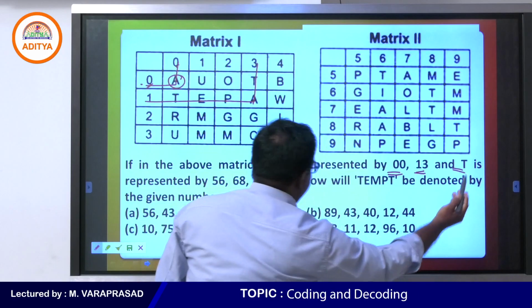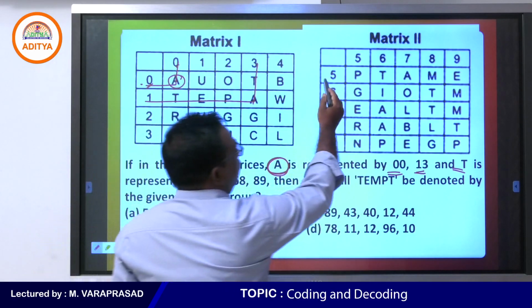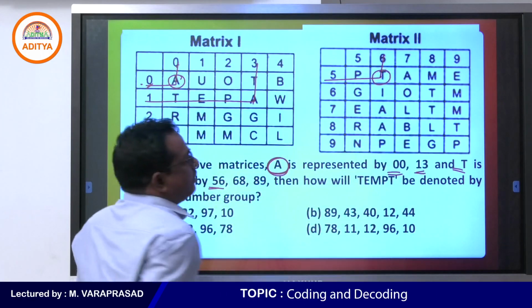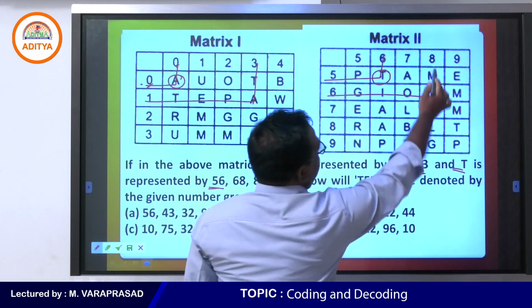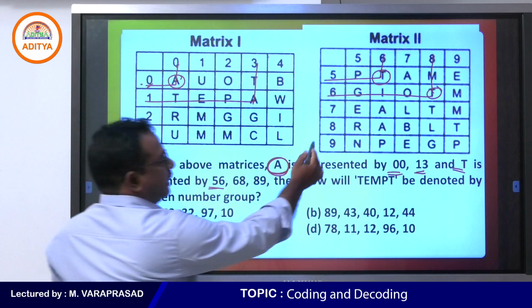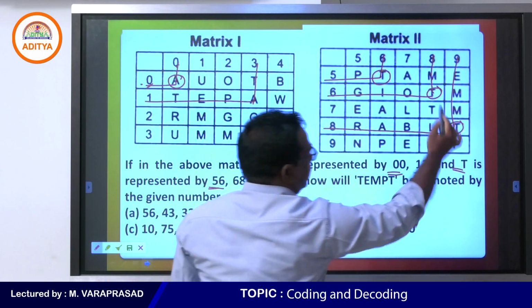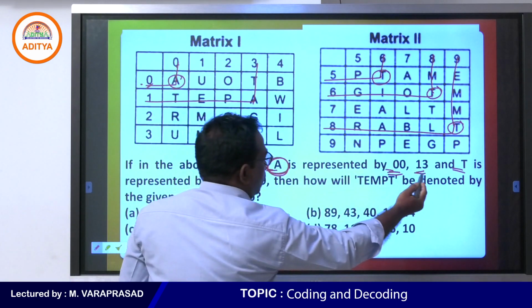Like that, T is given. T is represented by 5 6, 6 8, and another one is 8 9. So T is represented by 5 6, 6 8, 8 9, and A is represented by 0 0 and 1 3.